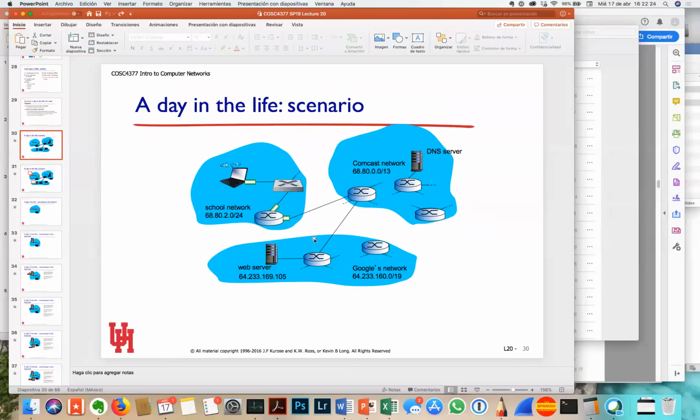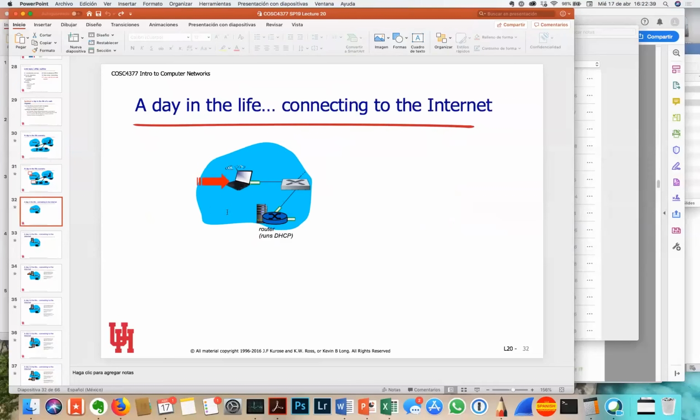That's the most expensive one that I know of on the planet. And that's where Google's web server sits. So here's their overall network mask and network number, and here's their web server. So, you know, what goes on? You're going to open a browser and you want to get a web page, right? So that's the idea. So what's the first step?